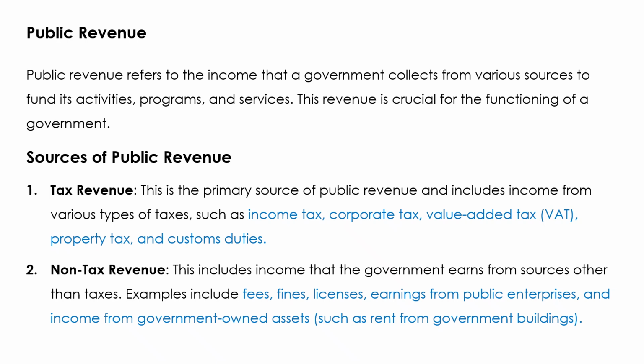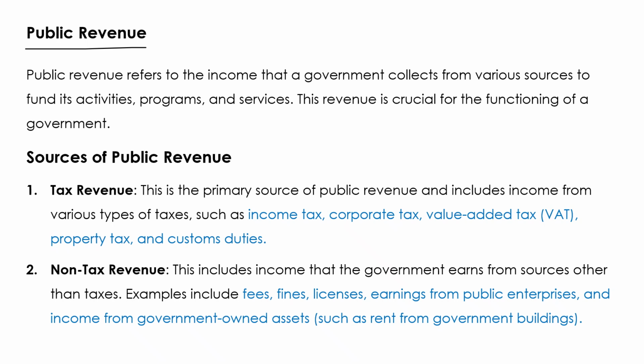Hi friends, so today we will discuss public revenue. So what is public revenue? Public revenue is the government's revenue or government's income, whether it is central government, state government or local governments. Public revenue refers to the income that a government collects from various sources to fund its activities, programs, and services. Means the government has to earn income.